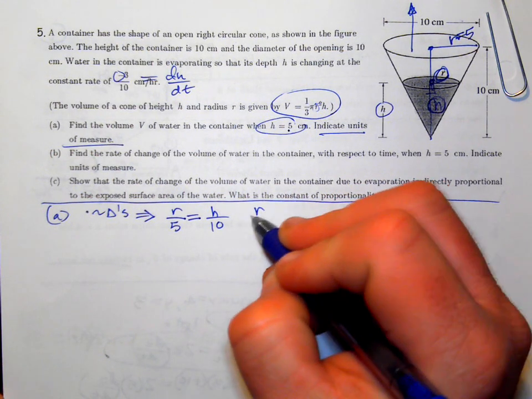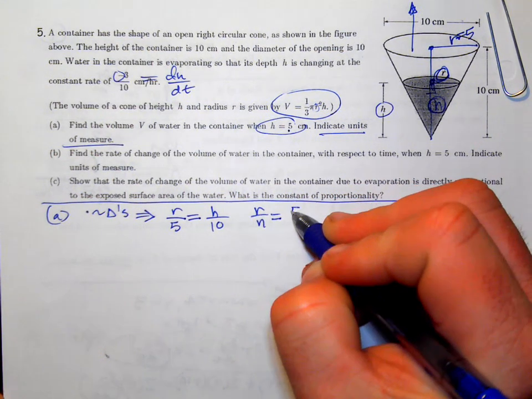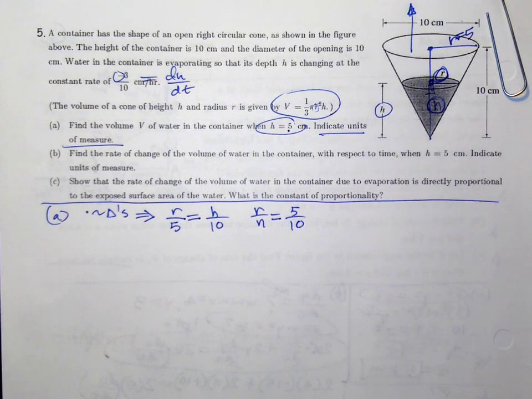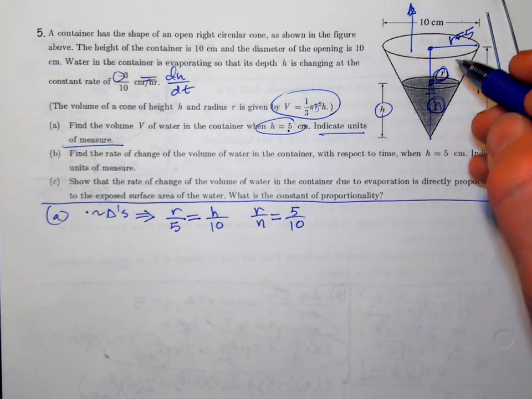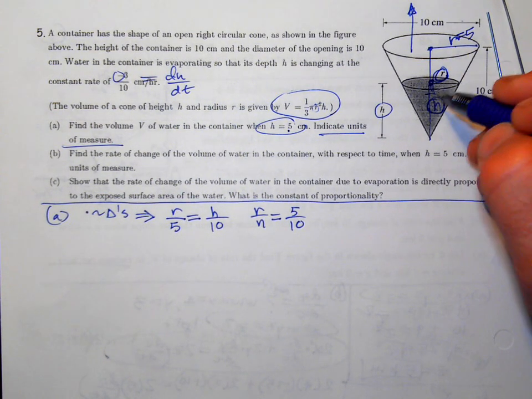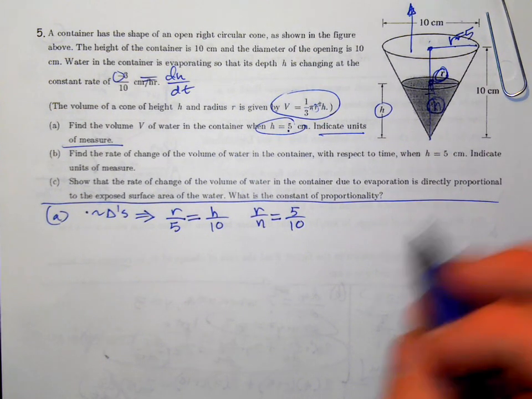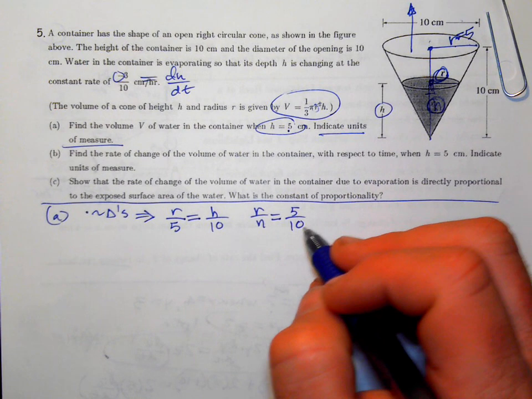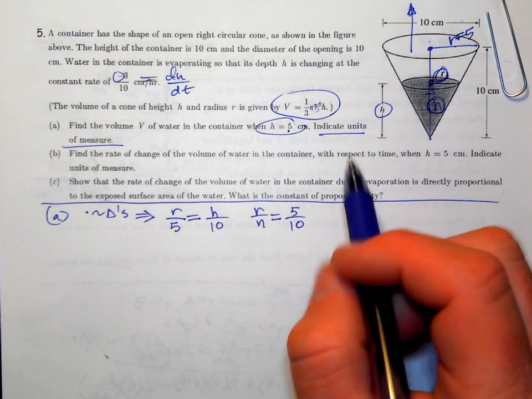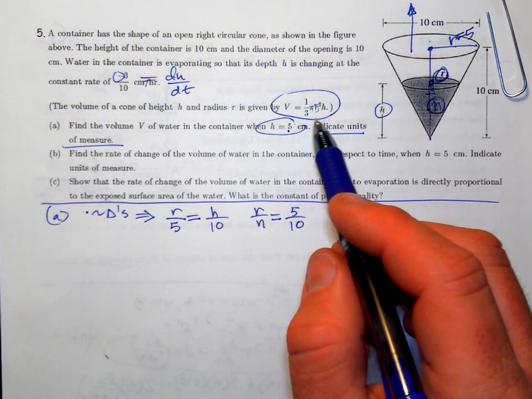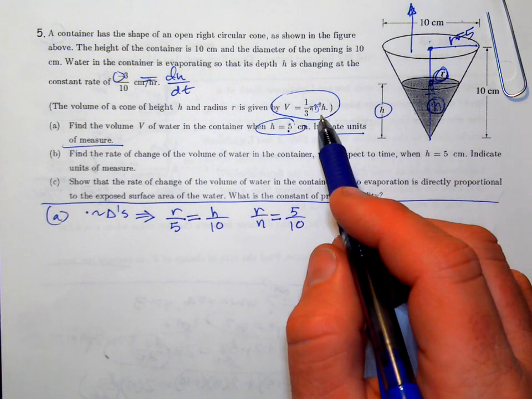Or there are lots of ways you could say R over H equals 5 over 10. These all give you the same relationship in the end, but you just have to be consistent. If you do this over this, you've got to do this over this, or if you do this over this, then this over this. Anyway, from here you should decide whether it's going to be better to get this equation in terms of all R or all H.